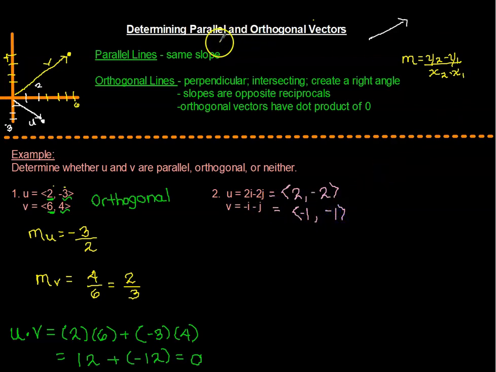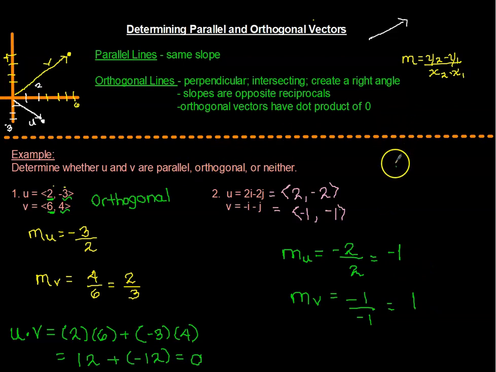From here, I'm going to use the algebra method to check if they are parallel or orthogonal or neither. So I'm going to check if they're parallel first, just by checking the slope. So the slope of u is the y over the x, -2 over 2, which would give me -1. And the slope of vector v equals -1 over -1, which is +1. These are not the same slope, which means they are not parallel.